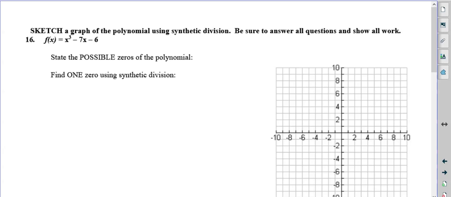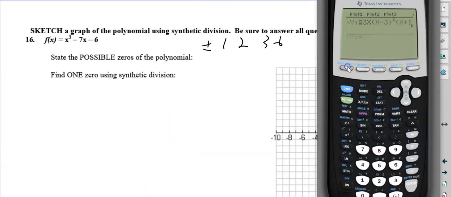Sketch a graph of the polynomial using synthetic division. Right. So state all the possible zeros of the polynomial. Find one zero using synthetic division. So first off, all the potential ones are going to be plus or minus 1, 2, 3, and 6. Okay, those are all the factors of 6. Again, we're not going to spend time guessing and checking and trying a bunch of different ones. We're going to be smart about this and put in x cubed minus 7x minus 6. And we're going to find the first one to start with.